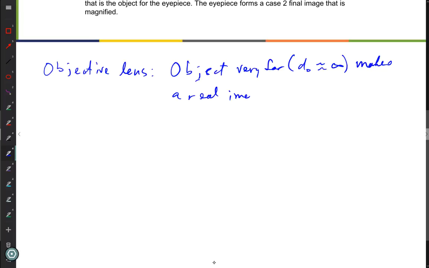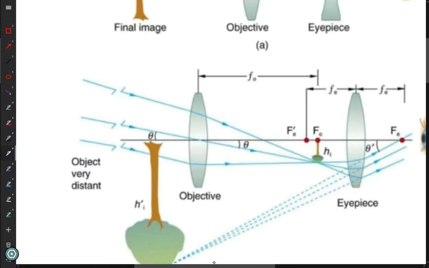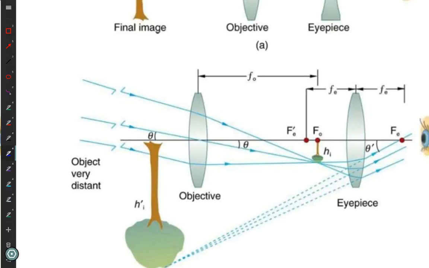Makes a real image. If the object is infinitely far away, where's the image going to be formed? At the focal point. So it's at the focal length of the objective. So if we look at this picture here, we have some object, and notice we show parallel rays. Why are they parallel? If you're really far away from something, the only rays that make it to you are virtually parallel. And so we have parallel incoming rays.